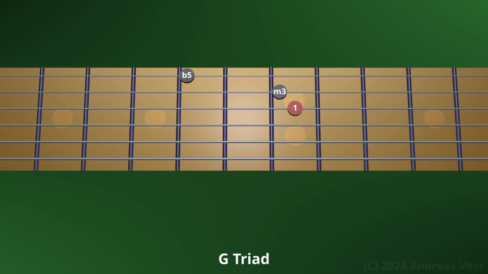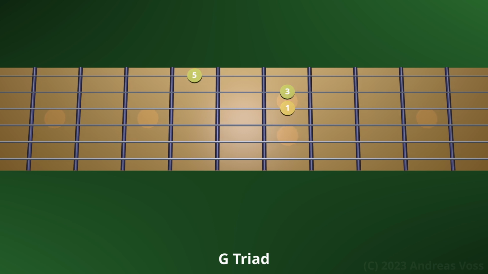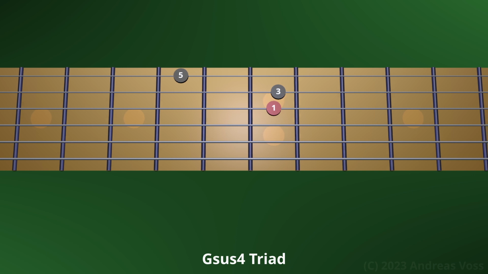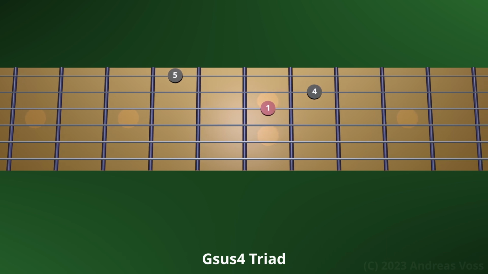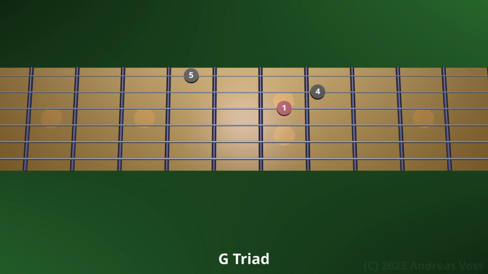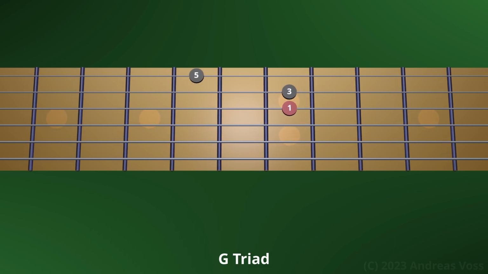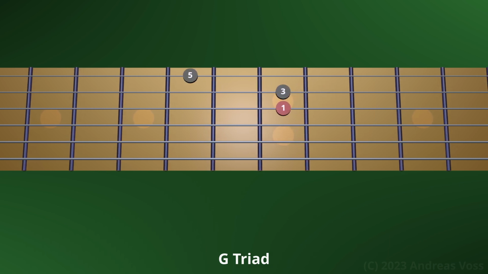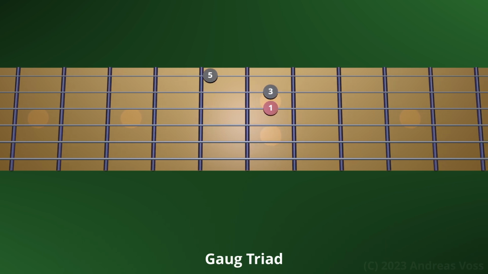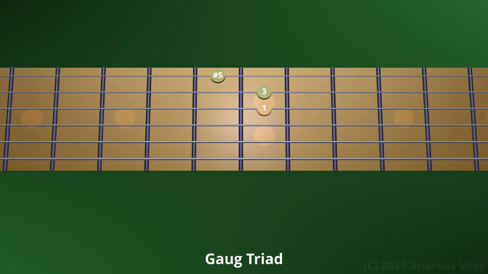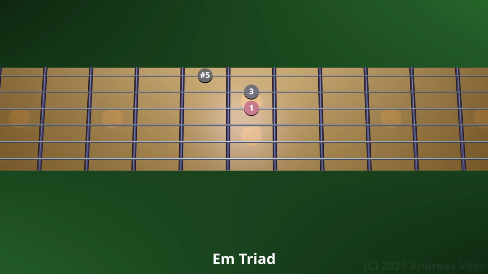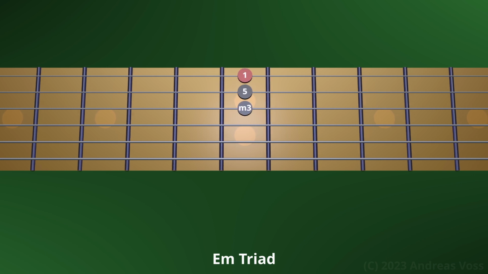Back to the major triad. Now let's make it a suspended triad. Back to the major triad. And finally let's make it an augmented triad. And just for fun, let's resolve it to E minor.